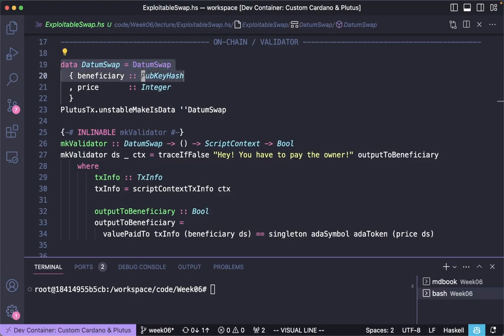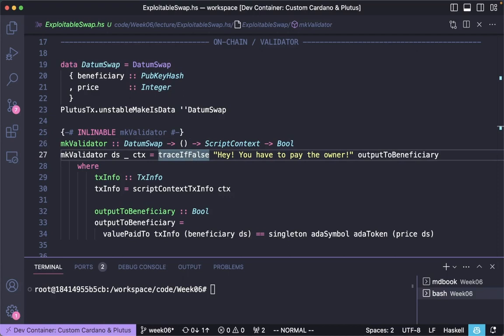First, we create a custom datum containing the beneficiary of the payment, that is usually the person that creates the output. So if you want to sell the NFT, you have to put your own public key hash as beneficiary and the price you are willing to accept. And this is the only input needed for the validator. We provide this custom datum and the unit as redeemer.